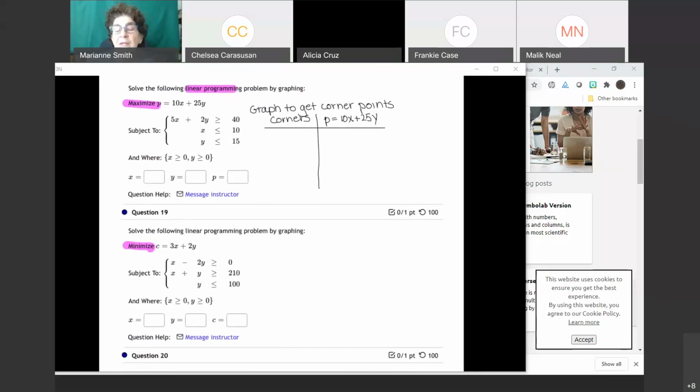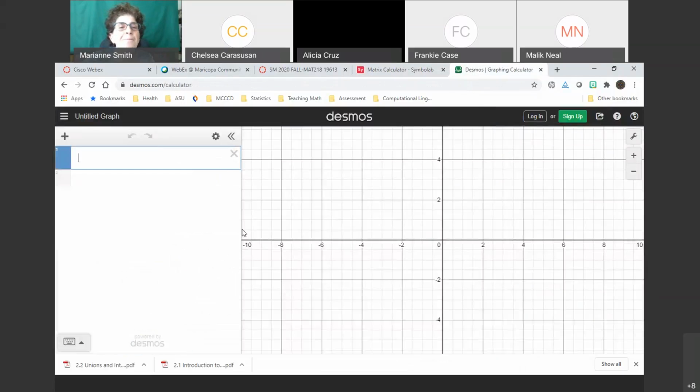Now I can hear some of you thinking really loud, can I use Excel to do this? Yes, of course, provided you set it up correctly. But again, the problem asked for graphing, so please show me your work as if you did it graphically. Show me a table of corner points, which you won't get from Excel. So let me just go up to Desmos and we'll graph this really quick.